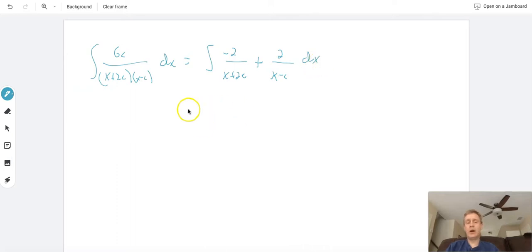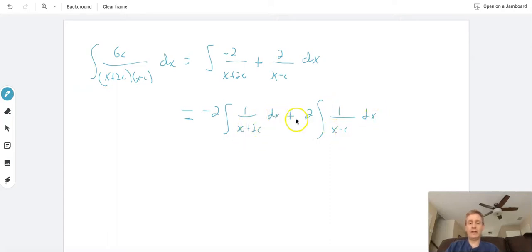And now I claim that this will be easy to integrate. Basically, the negative 2 can be pulled out in front. And remember, I'm going to split this up into two integrals, where in this first integral, I'm going to pull the negative 2 out. And then in my second integral, I'm going to pull out this constant of 2 in front of my integral with integrand of 1 over x minus c.